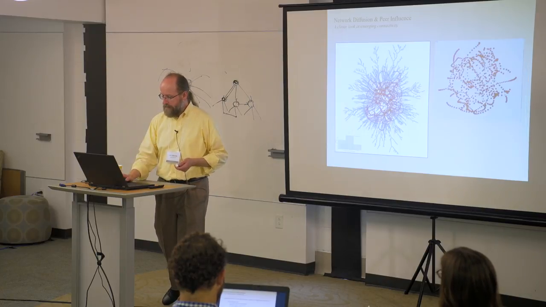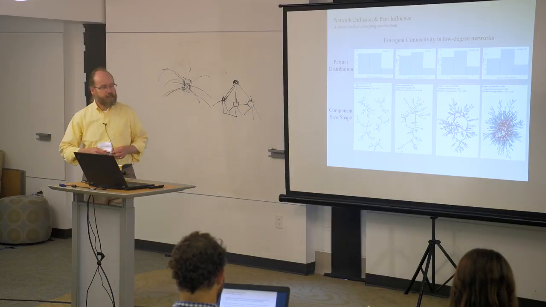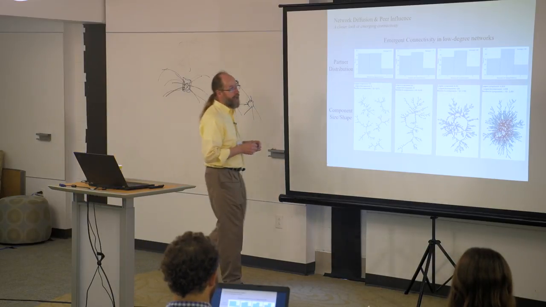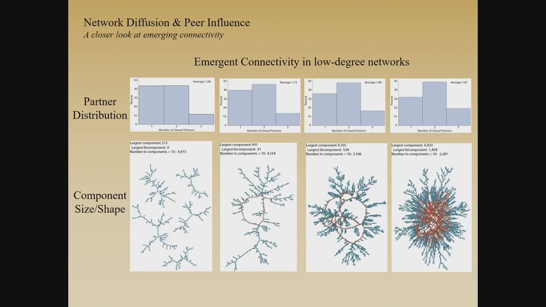I gave you these graphs a bit ago. One of the things that I wanted to point out about this robustness idea is that a little bit of random noise can create a lot of robust action in a network. So this is the four graphs right at the edge of the phase transition for what we call a low-degree network. No one in the network has more than three ties.